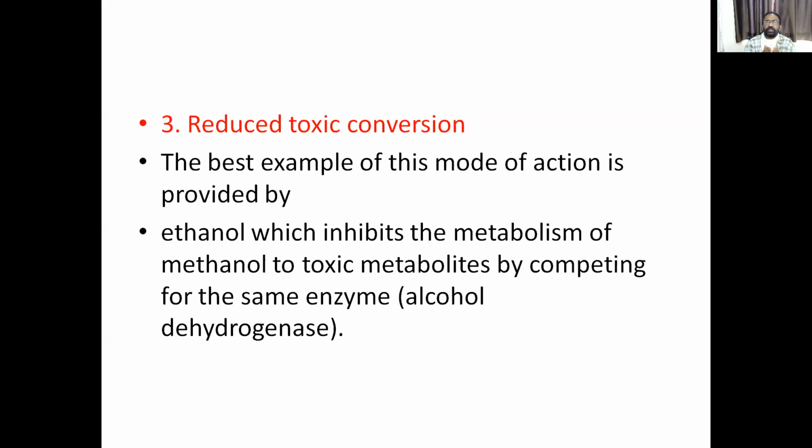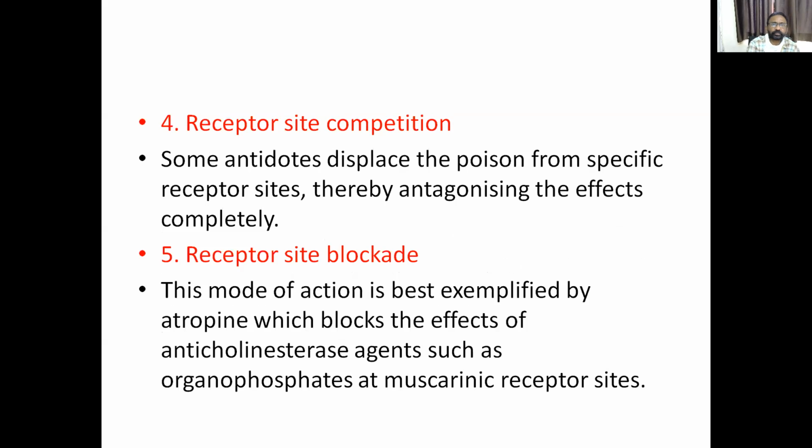Acetylcysteine is harmless and reduces toxic conversion. Some antidotes reduce the toxic conversion, that means they inhibit the metabolism and alter the mode of action of the poison. For example, ethanol inhibits the metabolism of methanol to toxic metabolites by competing for the same enzyme, alcohol dehydrogenase. That means in case of methanol poisoning, if you give ethanol, it competes for the same enzyme and reduces the metabolism of the methanol.